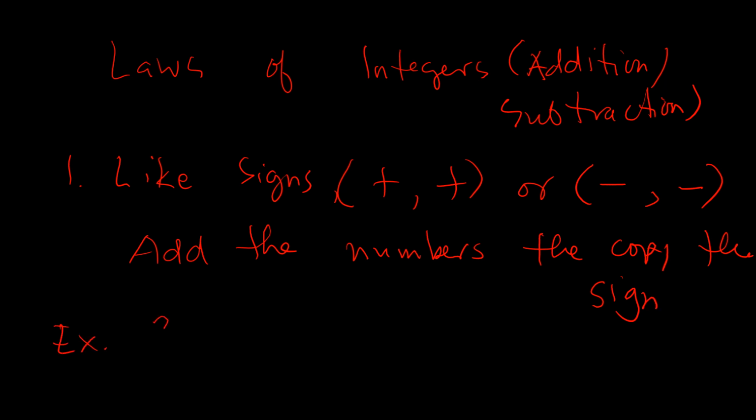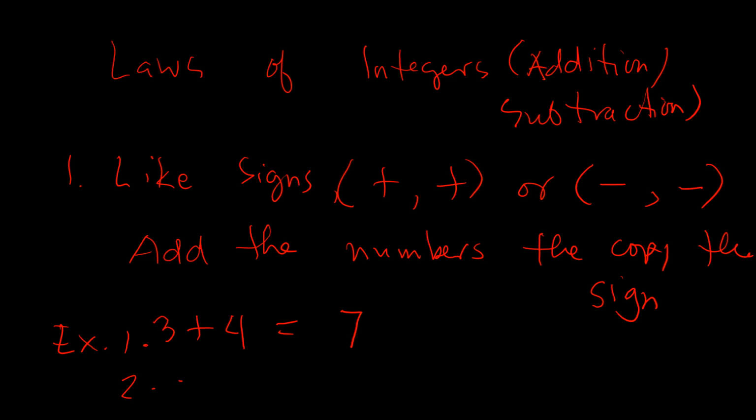Example, we have here 3 plus 4. So these are both positive numbers. So we are going to add these numbers. 3 plus 4 is equal to 7. And the sign is positive. It is optional that we write a positive sign or plus sign if it is positive. That's our example number 1.